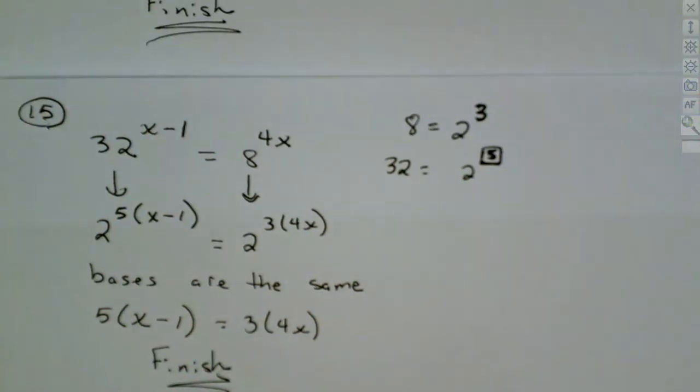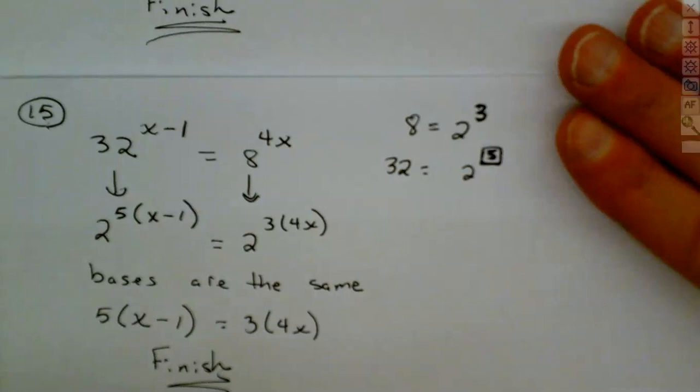Is everyone okay with how I got the common base? Now, it might not be a 32 and an 8. It might be a 16 and a 64, something like that. Well, not 64, but it might be a 128, okay? You're going to have to get a common base and work it out the same. Once the bases are the same, that forces the exponents to be the same, and look at how easy that is to solve. There's not much to it at all. Right?